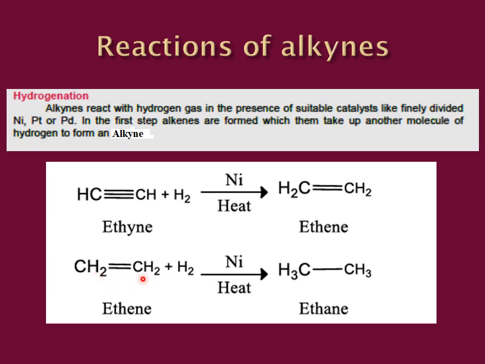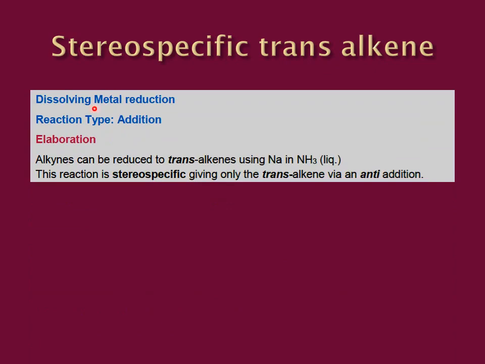Students, the next chemical reaction that we are going to study is stereospecific formation of a trans alkene. What is the meaning of stereospecific? It means over here the stereochemistry is conserved, that only trans alkene is formed, not the cis isomer. The reaction is a metal reduction, meaning addition of hydrogen is going to take place in the presence of a metal. The reaction type is addition, meaning hydrogens are going to add across the triple bond.